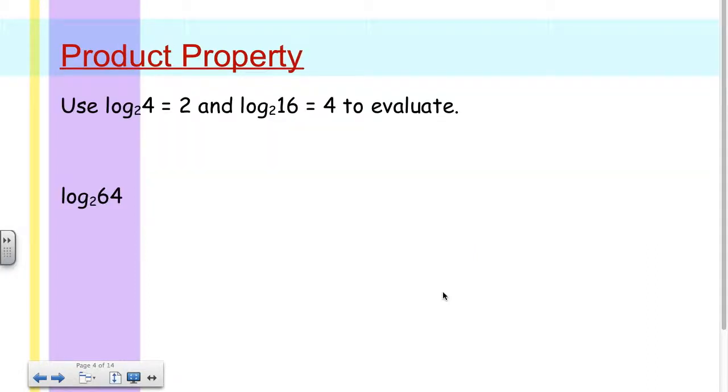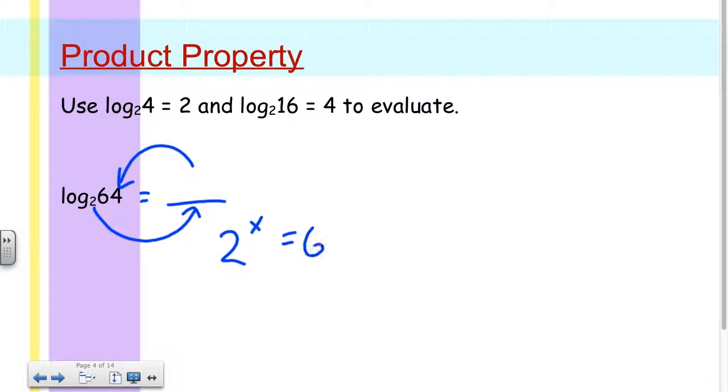So if we take a look at the product property first, we're going to start by looking at log base 2 of 64. We're going to use the method, the swoop-de-loop that we've been using the last few days in class. If we were going to solve this, we would say 2 to what power is going to give me 64? When we write that in exponential form, we would be here. If we look at our target card, we end up getting that x equals 6.